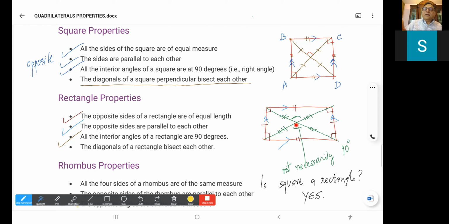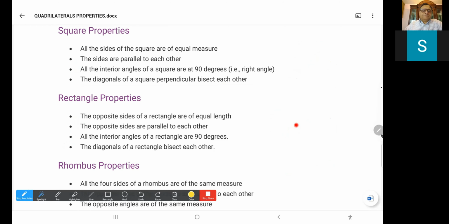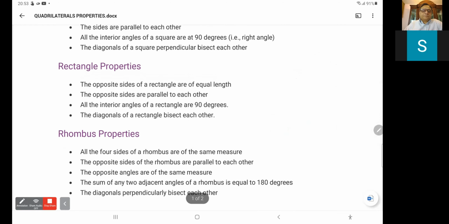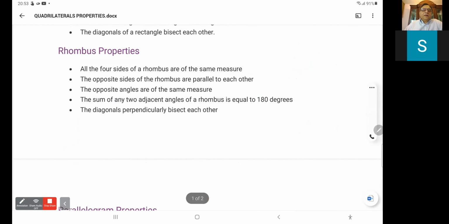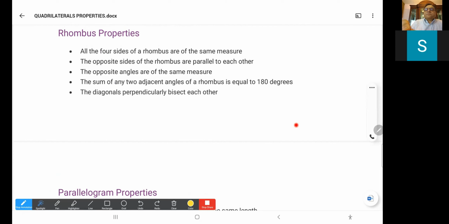Let's move on. And now let's take rhombus properties. Correct. Tell me about rhombus. First thing, how will you draw a rhombus? Can you draw a rhombus? Sure. Draw.